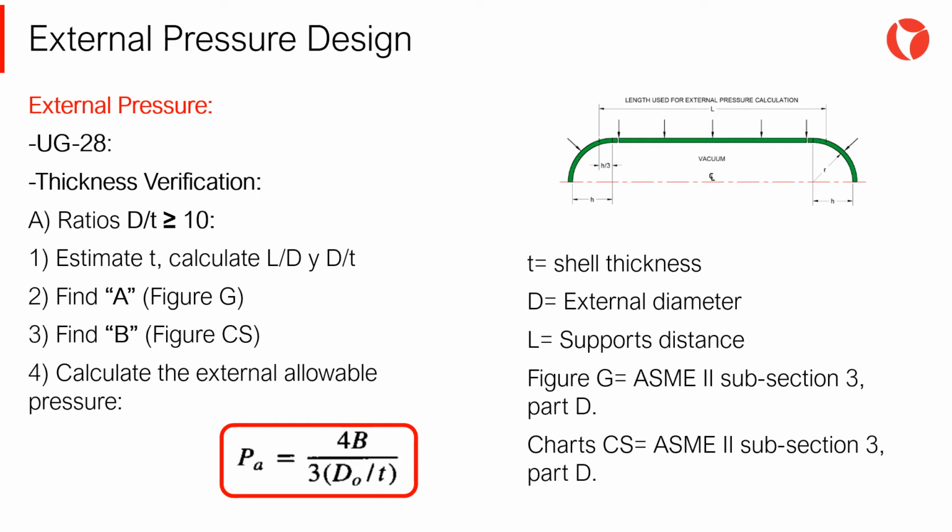Next, the geometric ratios of the vessel must be obtained in order to be able to work with the corresponding charts and therefore obtain coefficients A and B. Once we obtain those coefficients, we are in a position to determine the allowable external pressure. In other words, the amount of external pressure that the vessel can resist. When vessels are designed for both internal and external pressure, it is common practice to first obtain the shell thickness required for the internal pressure condition and then check that thickness for the maximum allowable external pressure.